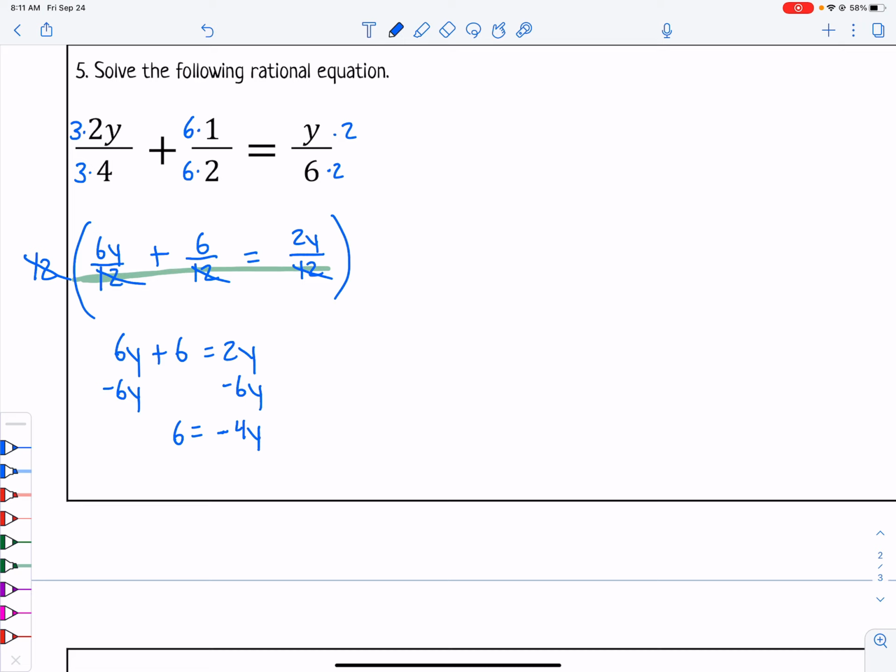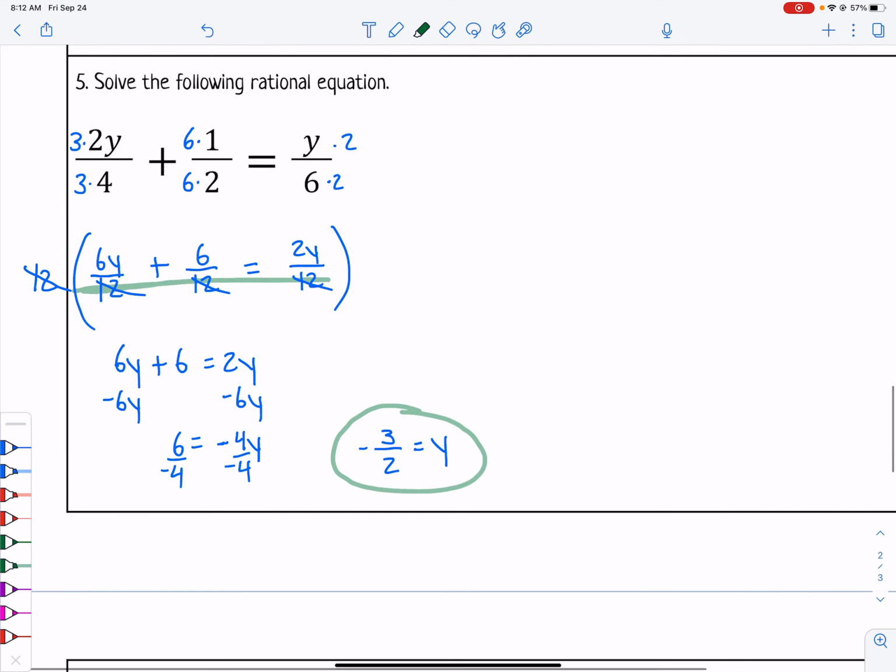So we get 6 equals negative 4y, and then divide both sides by negative 4. So we end up with a fraction again, but we can just reduce it and say that's negative 3 over 2 when we divide those by 2. All right, let's look at the denominator. None of our denominators had a variable in them, so we don't have any restricted values this time. So we just get our answer, negative 3 over 2. All right, so that's it for practice quiz number 7.